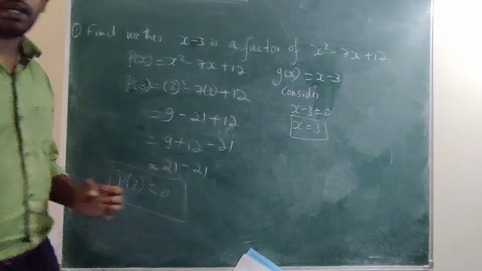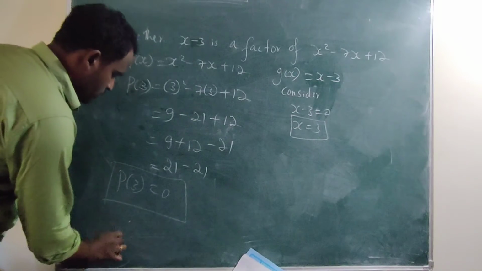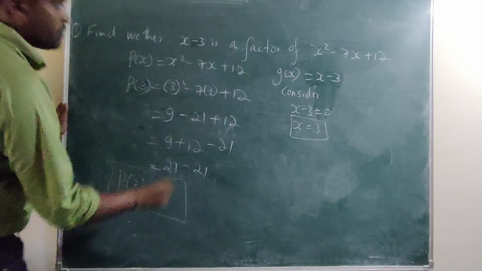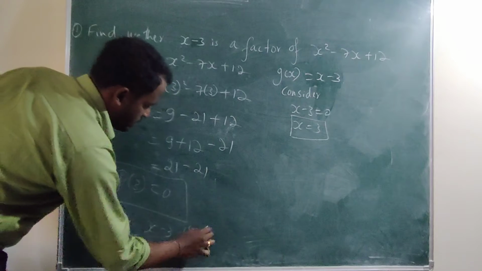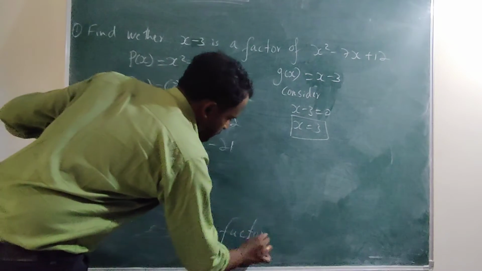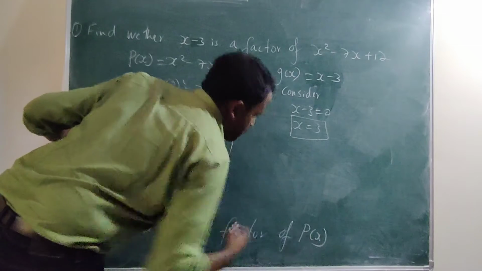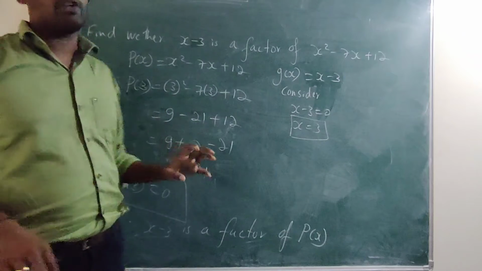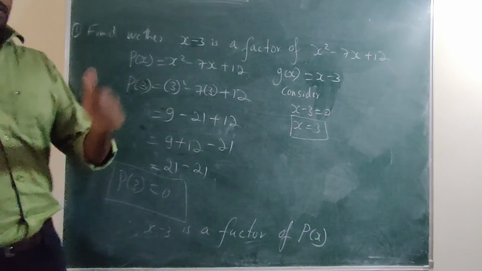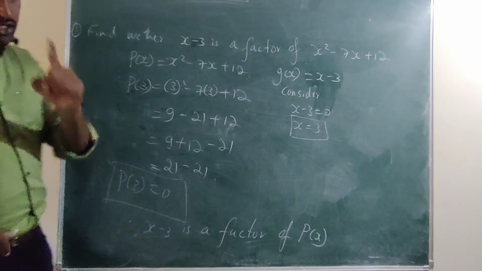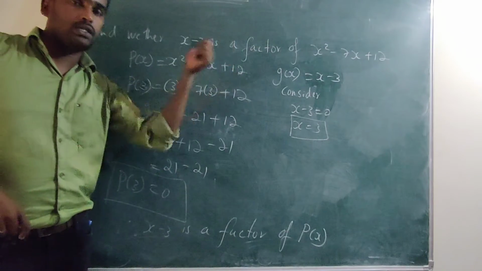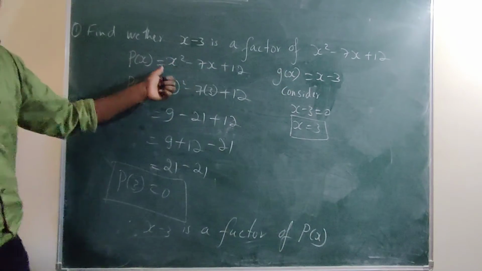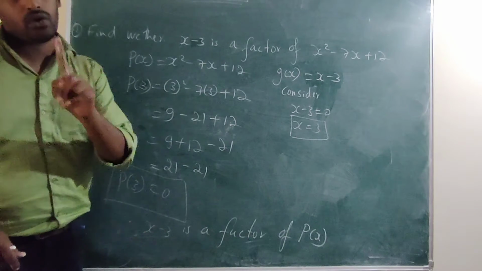Here we got remainder is equal to 0. Therefore, x minus 3 is a factor of P of x. If remainder is equal to 0, then you can write it is a factor of P of x. In the previous example, in the first example, we got remainder is equal to 1. Therefore, g of x is not a factor of P of x. But here in this example, g of x is a factor of P of x because remainder is equal to 0.